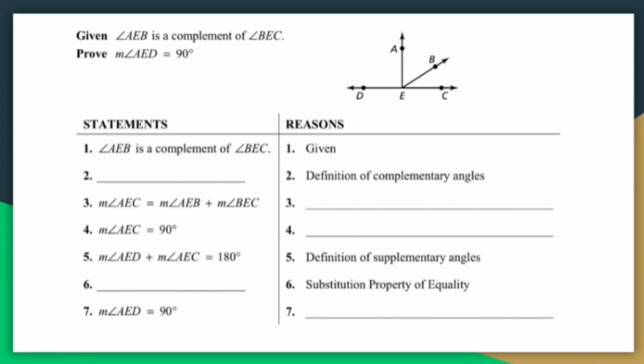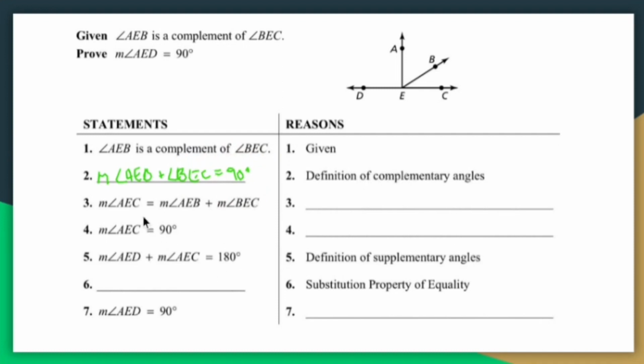What does complementary angles mean? 2 angles that add up together. Oh, so what they might want us to say is by definition of complementary angles, the measure of angle AEB plus the measure of angle BEC is going to be 90 degrees. All right, I can handle that.